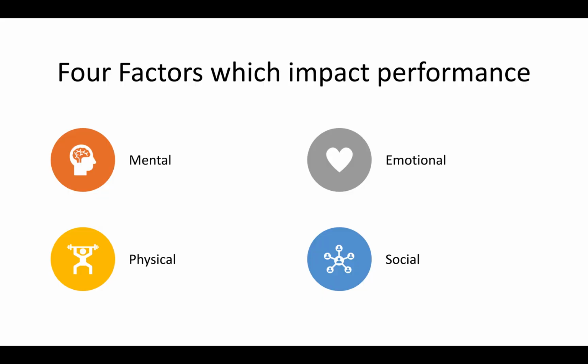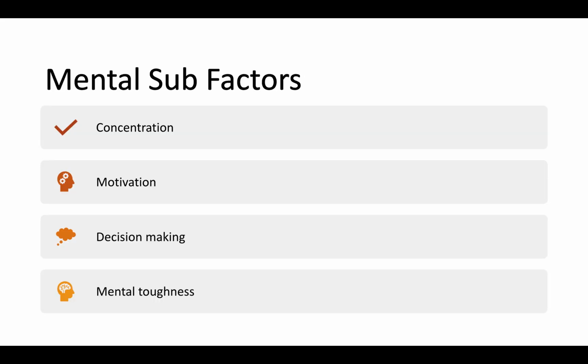There are four factors which impact on performance in sport, and these are mental, emotional, social, and physical. Today we're going to focus on the mental factor. The four sub-factors that you need to be able to name and understand that we're going to look at in this video are concentration, motivation, decision making, and mental toughness.